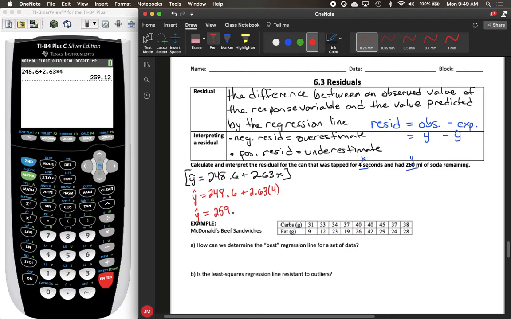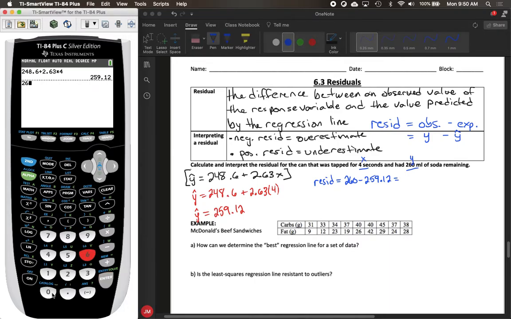Our line of best fit is predicting that can of soda should have 259 milliliters in it, and it actually had 260 milliliters. So we were just a little bit lower than what we expected, a really close estimate. But let's see how close. Our residual is observed minus expected, or y minus y hat. So that would be 260 for y minus 259.12 for y hat. We'll type that into our calculator: 260 minus 259.12, and that's going to be 0.88 for our residual.